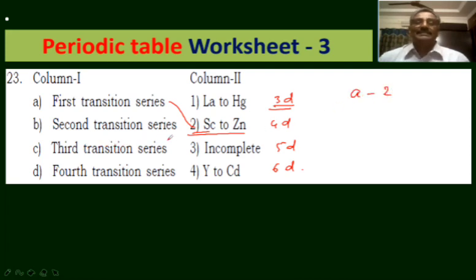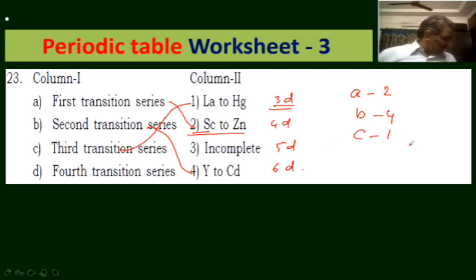The second transition series starts with yttrium to cadmium. That is second transition series 4. That is B4. Third transition series starts with lanthanum. Lanthanum, that is C is to be matched with 1. C1. The elements present in this series are lanthanum and hafnium to mercury.